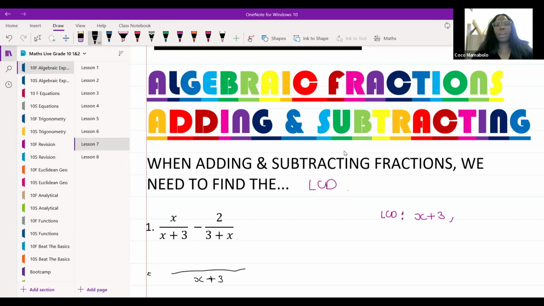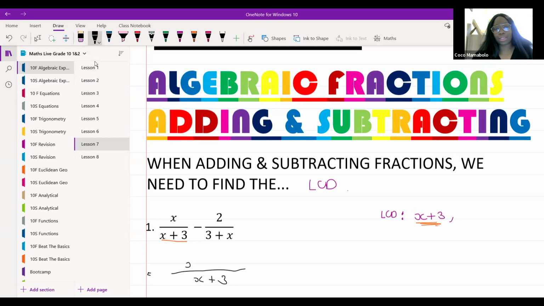And then I'm going to compare. This part over here has x plus 3. Is this part missing any part of my LCD? No, it's not. It's not missing anything. It's x plus 3, there's x plus 3. So there's nothing for me to do to the top either. So I'm just going to rewrite the top the same way that I see it.